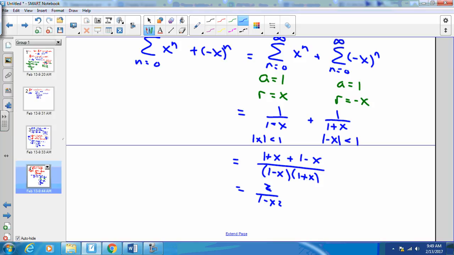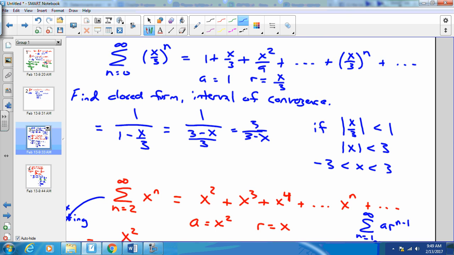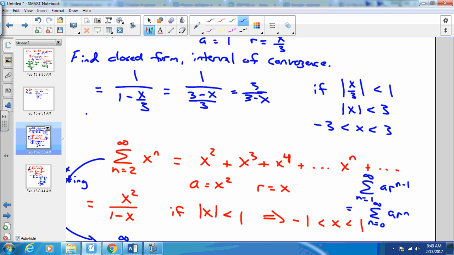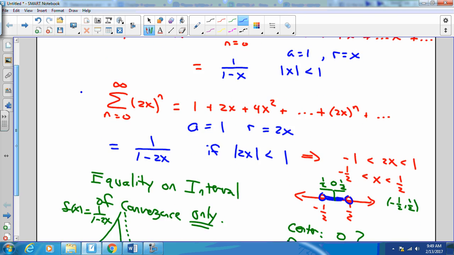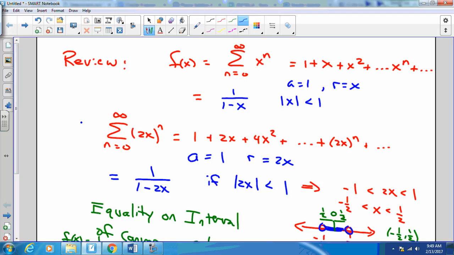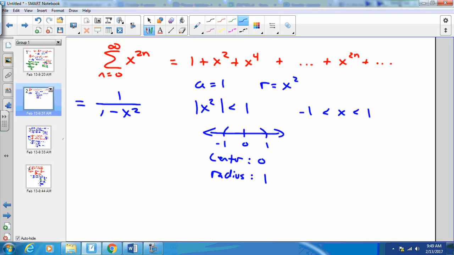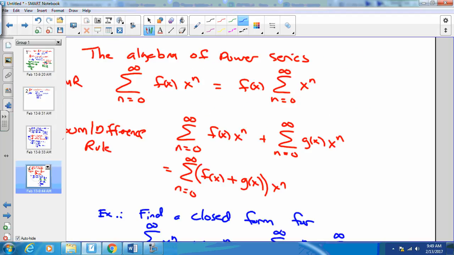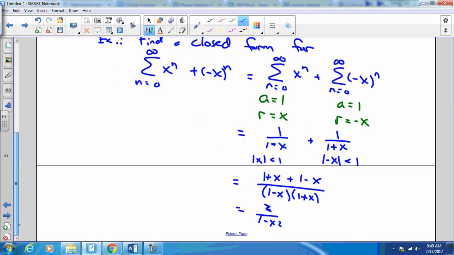Now this is very interesting, because previously we got a series whose value was 1 over 1 minus x squared. And now I have a new expression whose value is 2 over 1 minus x squared. Shouldn't those be related to each other in some way?